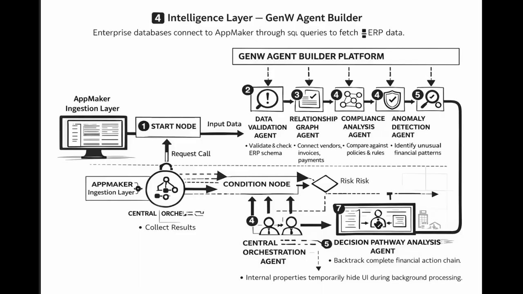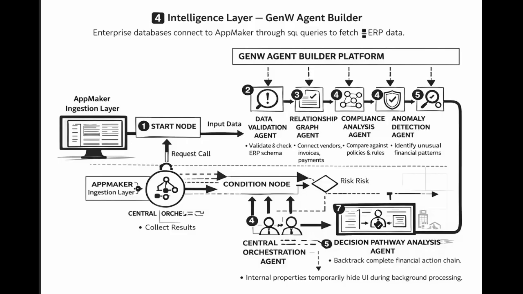For example, one agent performs data validation and schema checks to ensure the ERP data follows the expected structure. The other agent builds a relationship graph connecting vendors, employees, invoices, approvals, and payments to construct the digital twin. Another agent performs compliance analysis, comparing financial activities against internal policies and governance rules stored in the system's knowledge base, that is the company's rules. Another agent analyzes behavioral transaction anomalies, identifying unusual financial patterns.